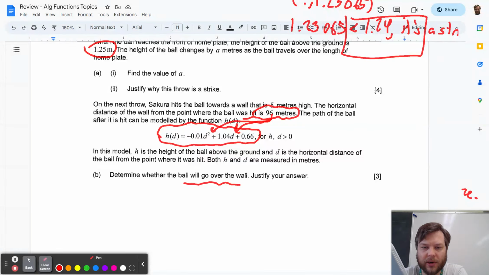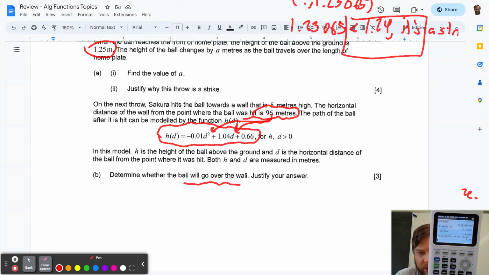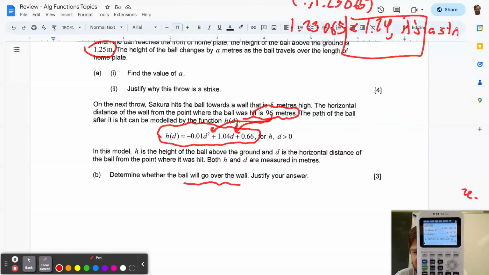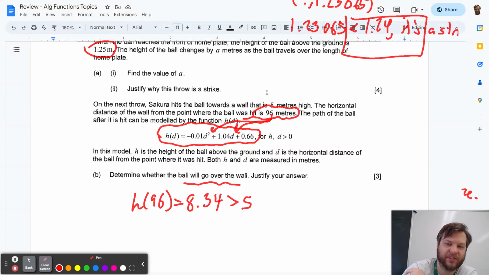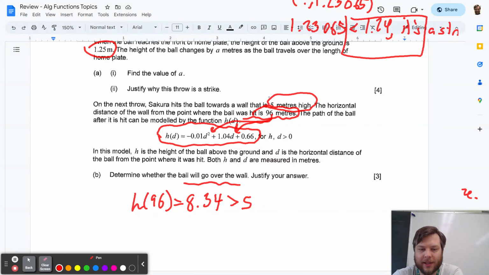So I typed all that in right there. You can check if I typed it in correctly. I get 8.34. So what I know is that h of 96 is 8.34, and that's bigger than 5. Why does 5 matter? Because it tells us in the first sentence that the wall is 5 meters high. So Sakura hit a home run.